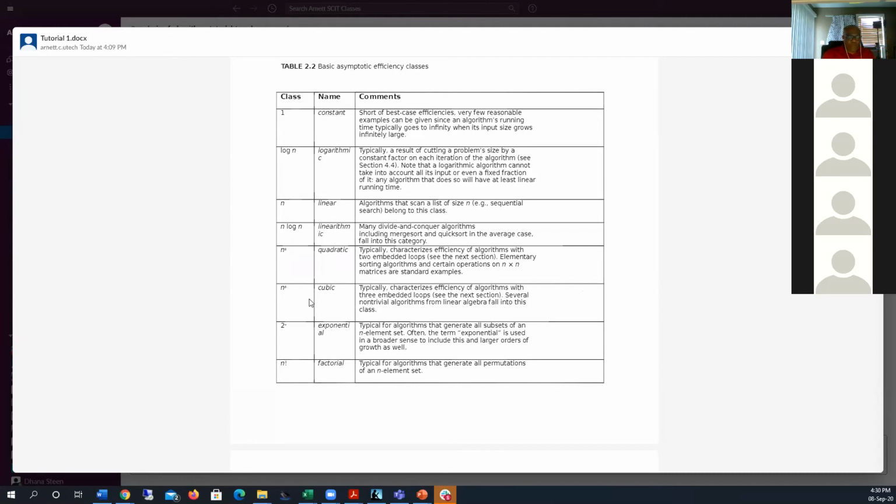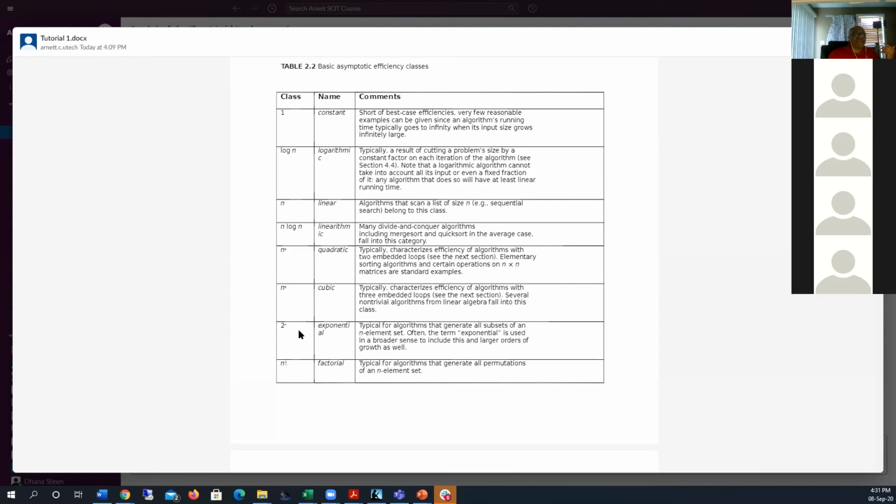Then we have an algorithm that behaves even worse than the quadratic, called the cubic. This one would be of order n cubed. When we look at things like matrices, where we do transformation of matrices, etc., typically we'll see those algorithms having cubic behaviors.